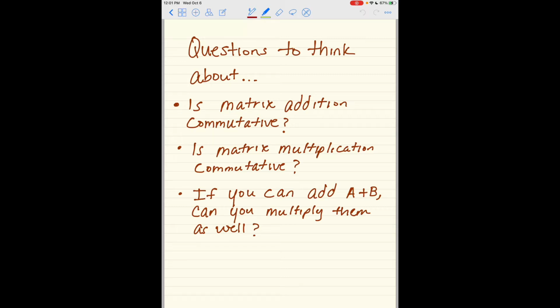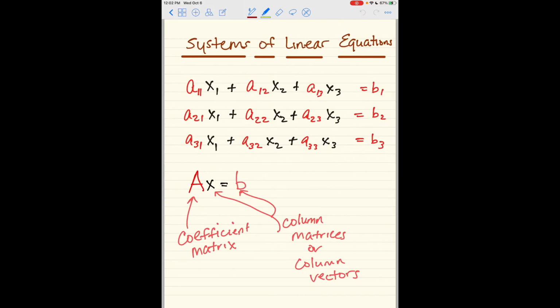I wanted to start the video with a few things for you guys to think about. One thing is, is matrix addition commutative? So is A plus B equal to B plus A? Is matrix multiplication commutative? Is A times B equal to B times A? I kind of mentioned it in the last video. And here's the last thing. If you can add A plus B, can you also multiply them as well? Sometimes, all the time? Think about it.